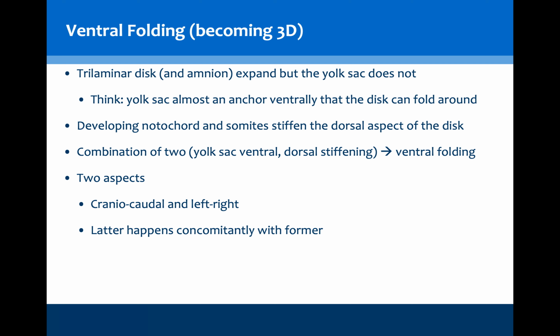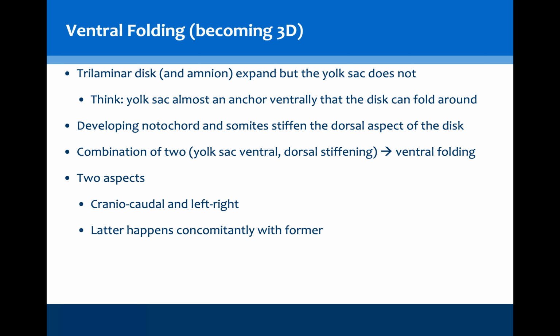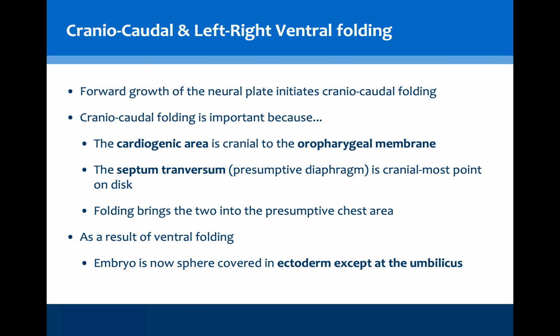Now, the ventral folding, if you think about it, is occurring in two aspects. Clearly, it's folding in 2D into a 3D structure, but it has to do it cranio-caudally and also left to right at the same time. So when we think specifically about cranio-caudal folding, we've already described on the previous slide that the developing notochord and somite stiffen the dorsal aspect, but at the same time, the neural plate, which we'll discuss in the next slide, this neuroectoderm, initiates the process of cranio-caudal folding, because what happens is that there is growth cranially.